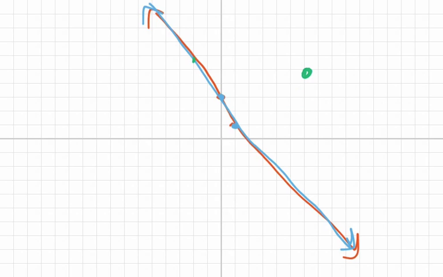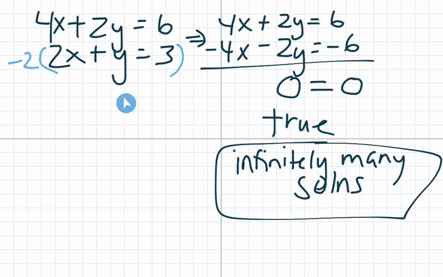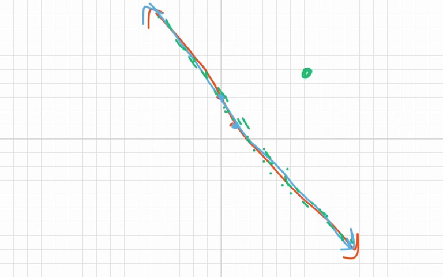What you could say is all the points that work for one also work for the other. But I like to say infinitely many solutions because there are an infinite number of points on that line. So there are an infinite number of XY pairs that are going to make the system work here, but it's definitely not all points. So just be careful about how you phrase that.